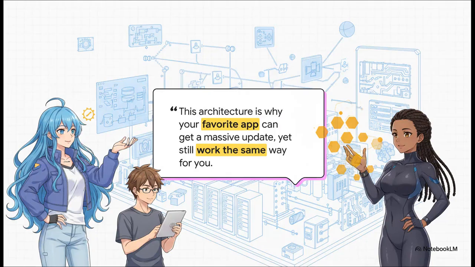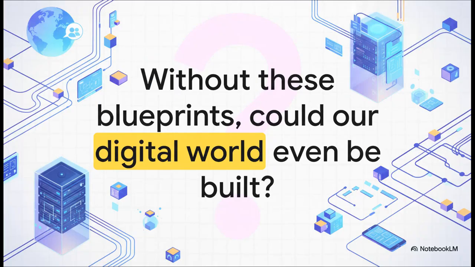And that quote right there just sums it all up perfectly, doesn't it? This architecture, this whole blueprint idea, is precisely why your favorite app can get a massive update behind the scenes. And yet, for you, it still works exactly the same way. So let's leave it with this final thought. We're always talking about apps and code and algorithms. But without these fundamental blueprints for organizing data, could our digital world even exist? Could our social networks, our banking systems, the whole internet, could any of it have been built to the incredible scale we see today? It's something to think about.